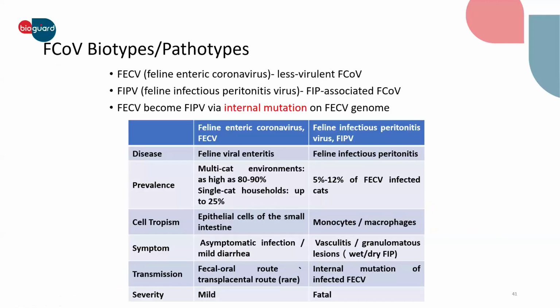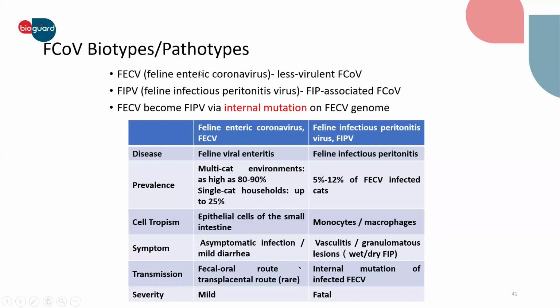In addition to 2 serotypes, FCoV also has 2 biotypes, or what we sometimes call pathotypes. The FECV, which stands for Feline Enteric Coronavirus, is a less virulent FCoV. And the other one is the FIPV, the Feline Infectious Peritonitis Virus. It can cause FIP.